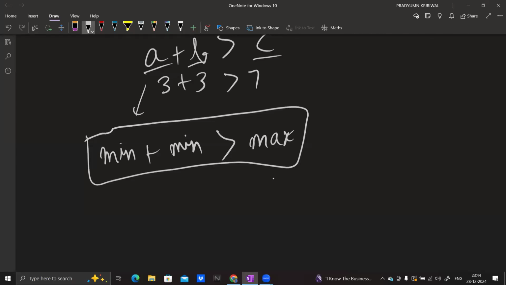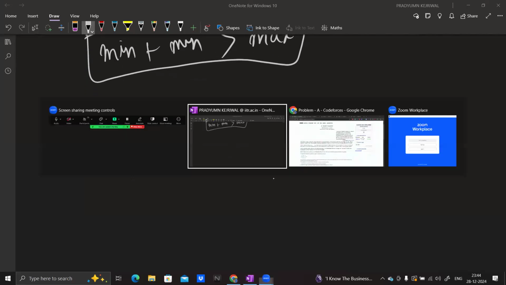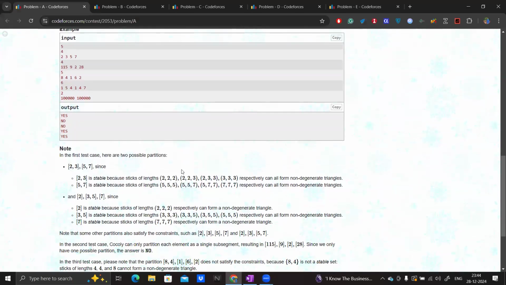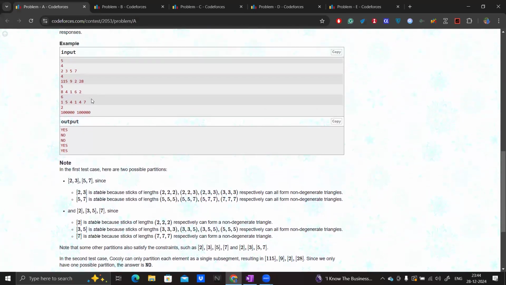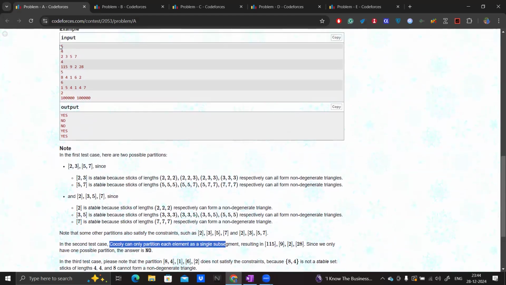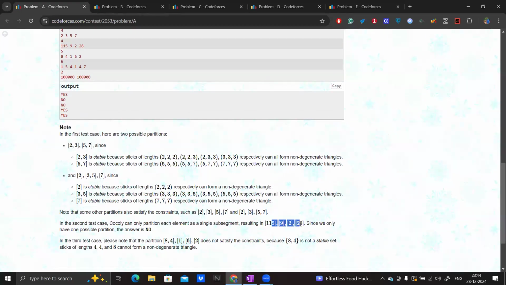All right. Now one more thing. Observation here is that I read the sample's explanation. In the second sample, it is given that Kokoli can partition each element as a single subsegment. In this array, he can partition it like this, and this. So from that, I got this idea that I can partition the array into singular numbers, always.